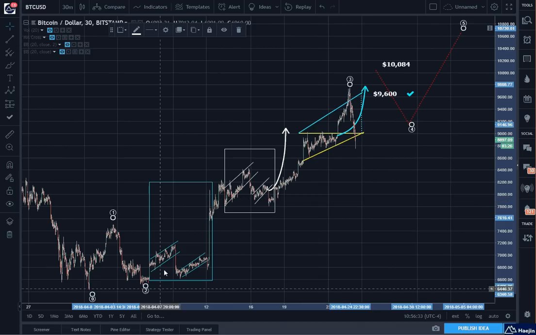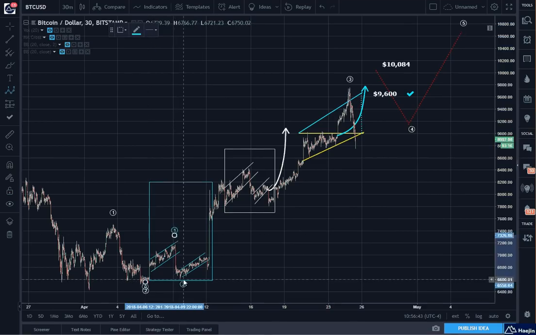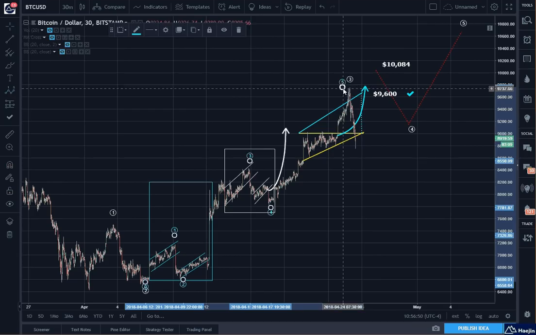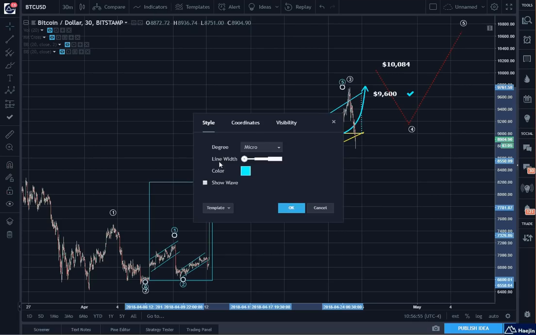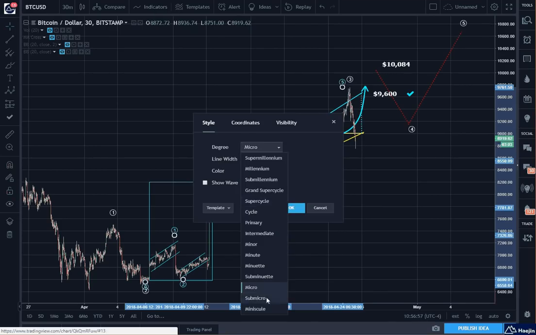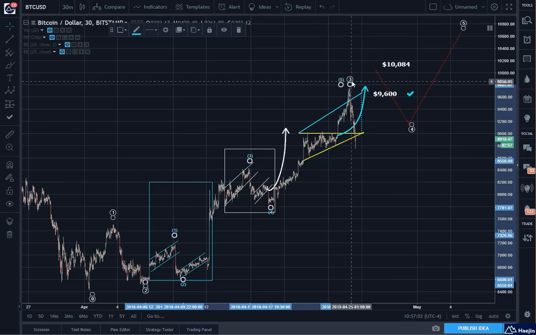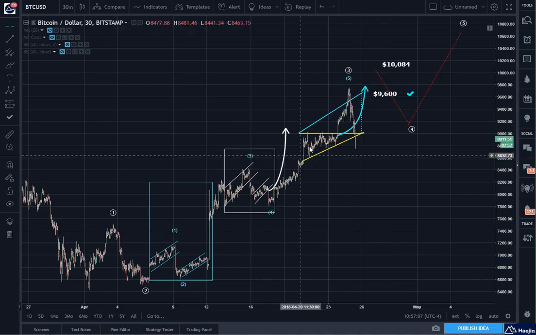And 1, 2, 3, 4, and 5. The subwaves of wave 3 could be labeled like this. This would be 1, 2, 3, 4, and 5. So the subwaves of wave 3 are shown in the blue.